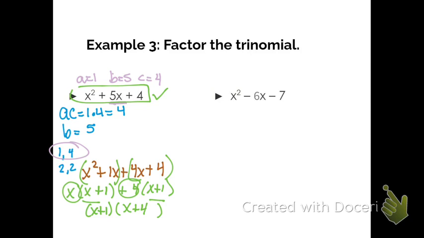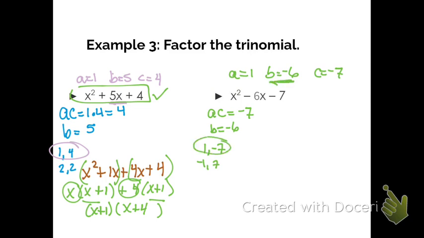Be a little careful here because now we have some values with different signs. So here my a is 1, my b is negative 6, my c is negative 7. So my ac is 1 times negative 7, which is negative 7. My b is negative 6. So now I need to think of things that multiply to negative 7. Well, it's either 1 and negative 7 or negative 1 and positive 7. And which of those add up to negative 6? Well, that is the 1 and the negative 7.